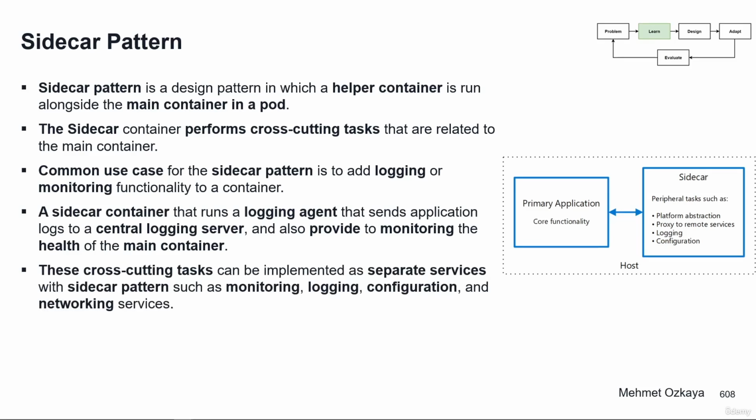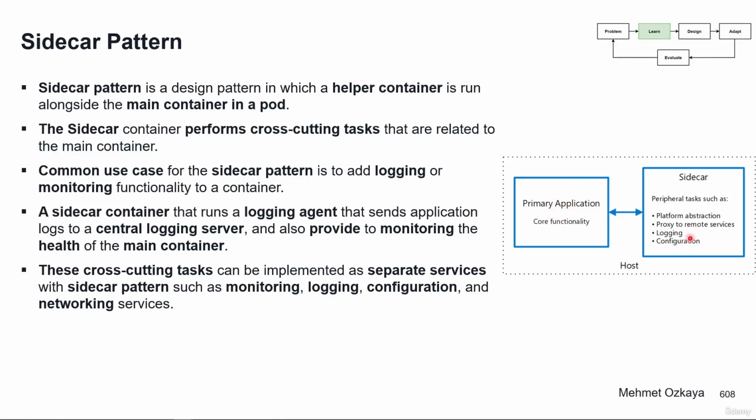Applications and services often require related functionality. For example, monitoring, logging, configuration, and networking services. These cross-cutting tasks can be implemented as a separate service with a Sidecar pattern. You can see the image on the slide.